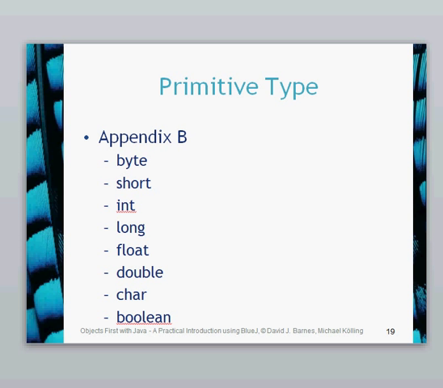Primitive types really are in the language because they've been in programming languages for many years. Before object orientation came around, they were used. So primitive types are in the language. But the real beauty of object orientation is the use of objects. So we're going to go into how we use objects as opposed to just primitive types.